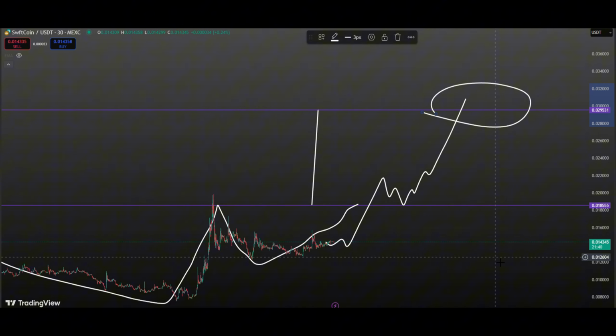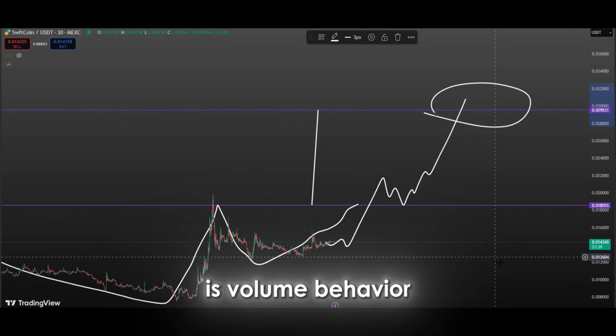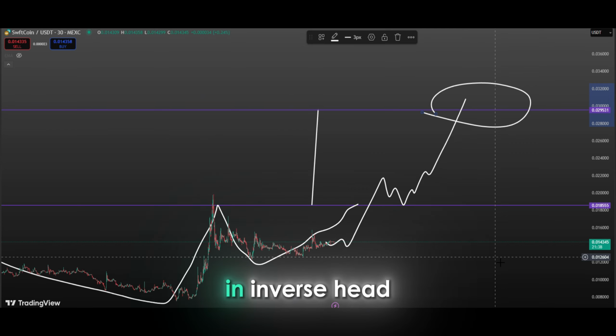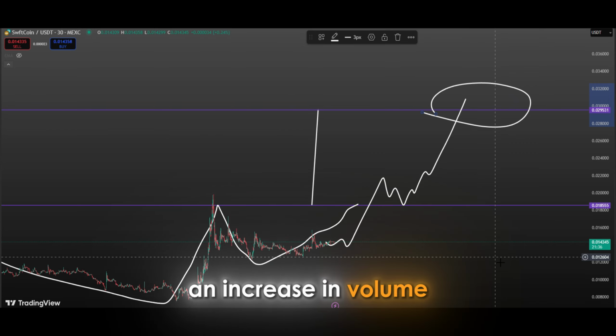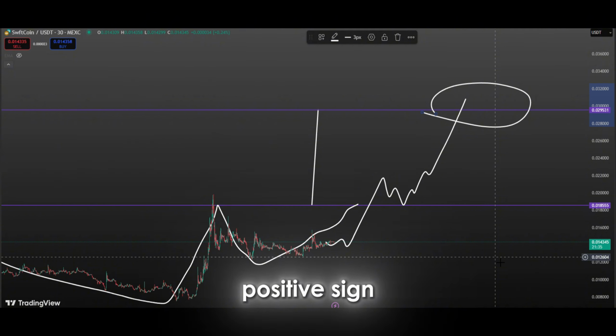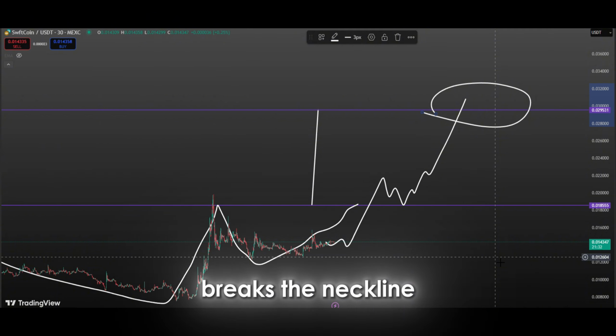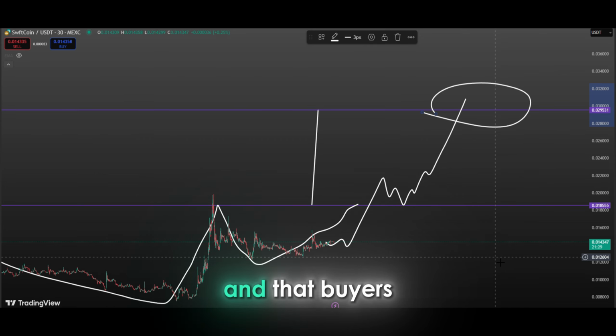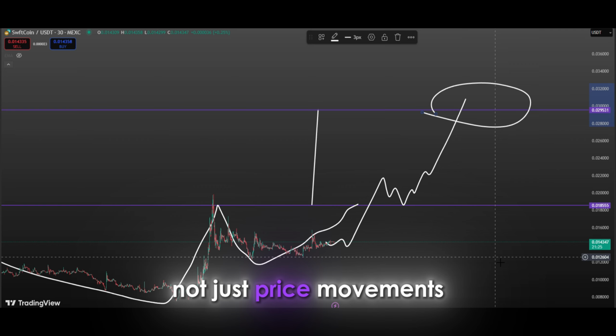Another important detail is volume behavior. In inverse head and shoulders patterns, an increase in volume during the breakout is a very positive sign. If a noticeable rise in volume is observed when the price breaks the neckline, this indicates that the breakout is not a false move and that buyers are truly stepping in with strength. Therefore, it's important to closely watch volume charts, not just price movements.